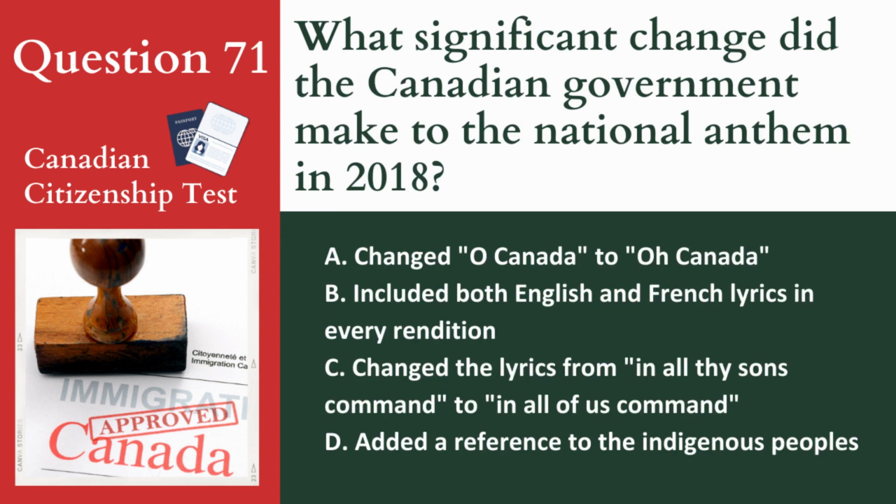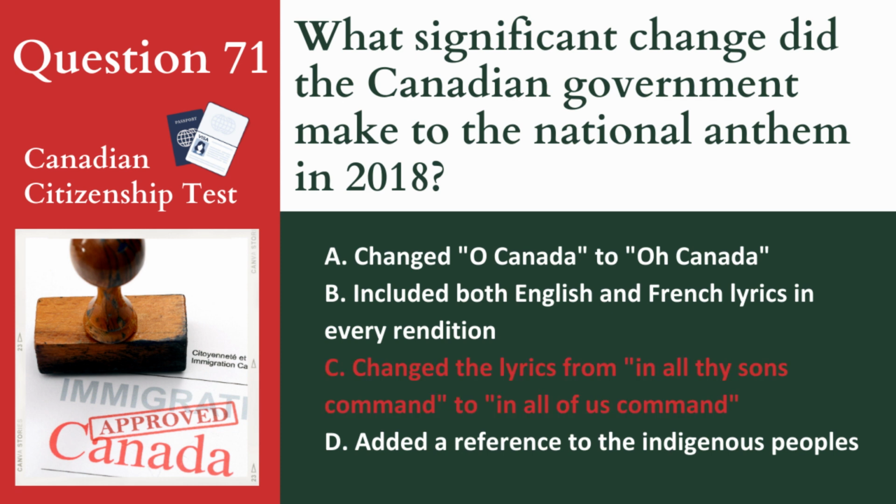Question 71. What significant change did the Canadian government make to the national anthem in 2018? A. Changed O Canada to O Canada. B. Included both English and French lyrics in every rendition. C. Changed the lyrics from In All Thy Sons Command to In All of Us Command. D. Added a reference to the Indigenous peoples. Answer: C. The change was made to reflect gender neutrality and inclusivity.